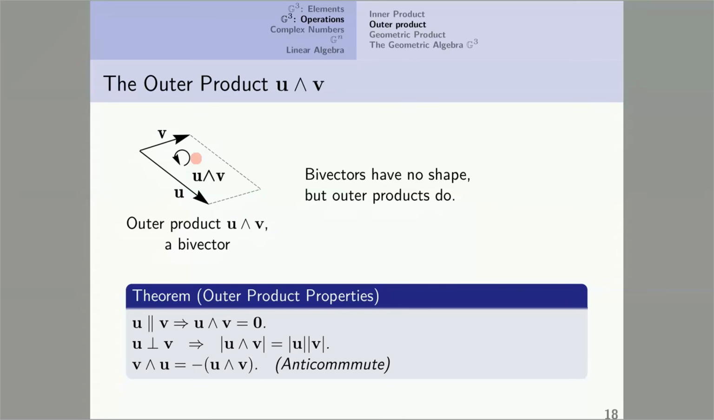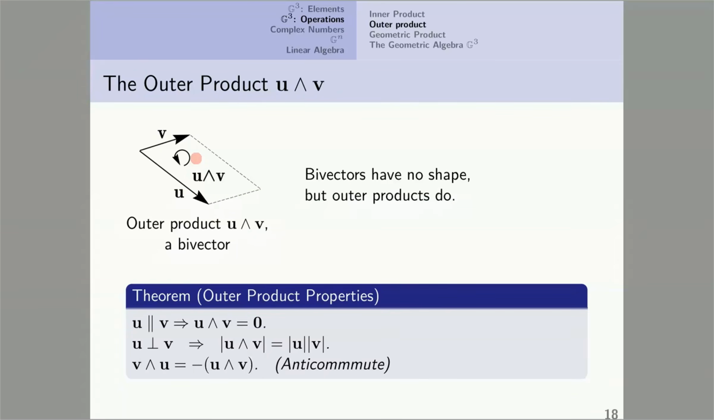If U and V are perpendicular, then the area of U outer V is the length of U times the length of V. In this case, the parallelogram defined by U and V is a rectangle with sides U and V, and hence with area length of U times the length of V.